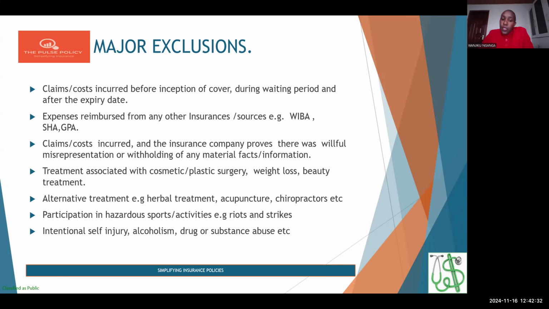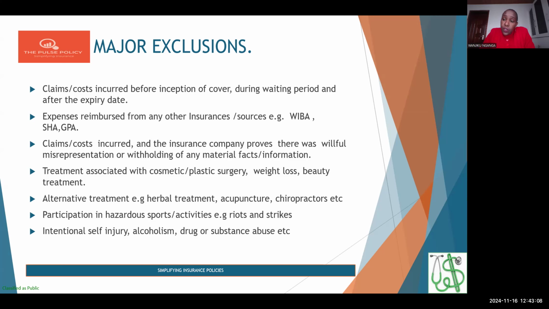Participation in hazardous sports like mountaineering or zip lining, and clearly there are things that can happen when you're doing those dangerous sports, that is not going to be covered, or engagement in hazardous or dangerous activities. For example, you can be a victim of a riot and strike. That is covered. But if you are an active participant of a riot and strike, that is not going to be covered by insurance cover.